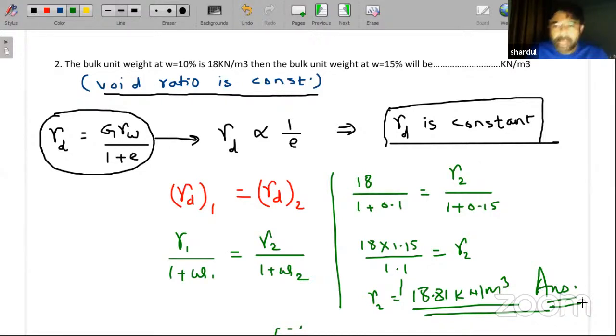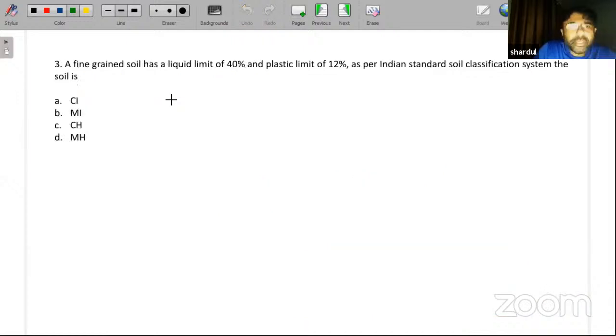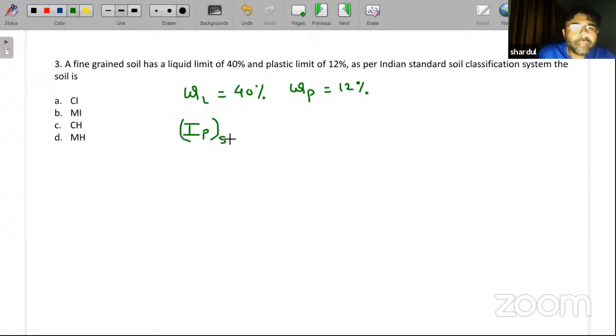Is it okay? Now, let us move to the third question. A fine grained soil has a liquid limit of 40%. The liquid limit is given to you as 40% and the plastic limit is 12%. So from this, I can easily calculate the plasticity index of the soil. The plasticity index of the soil will be liquid limit minus plastic limit, that is 28%.